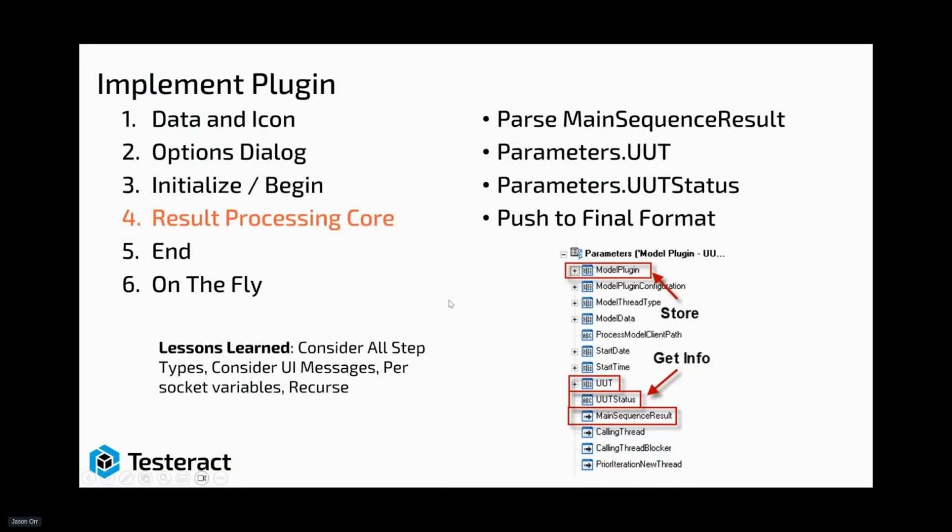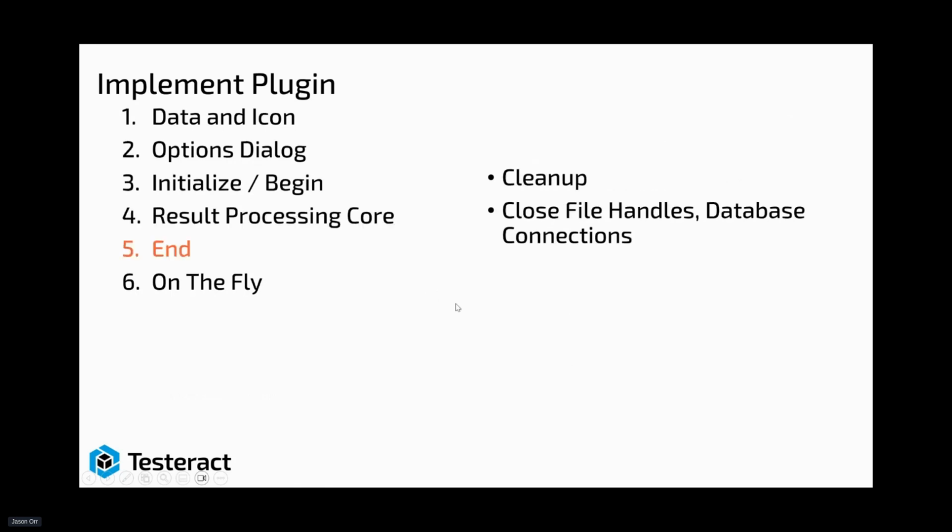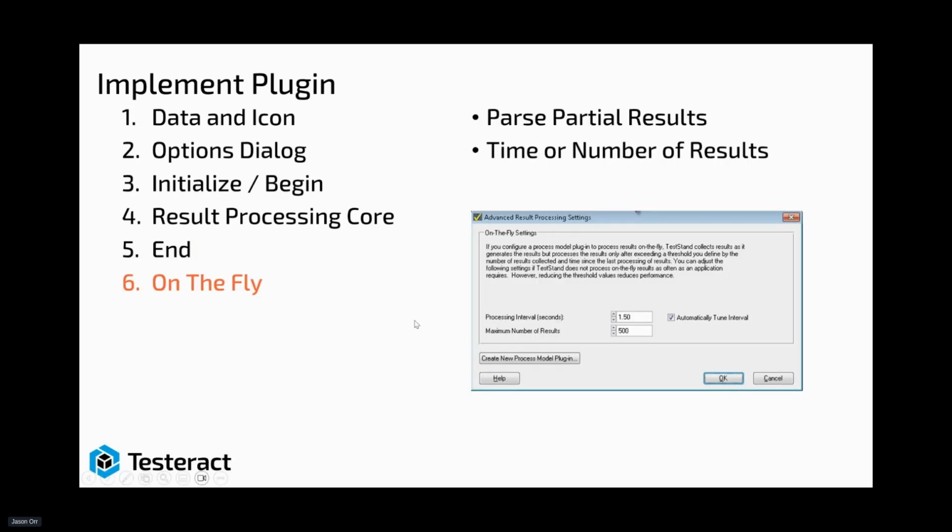So real quick, going through the last few slides we have here. In the end is where you put your cleanup, close your file handles and database connections. Again, we're not going to be demoing on the fly, and we're already way past time, but this is where you'll have to parse partial results. That's one of the things that makes on the fly confusing or tricky, because you won't have an entire result list. And the advanced result processing settings is where you can set a time or a number of results that will kick off your result processing plugin.